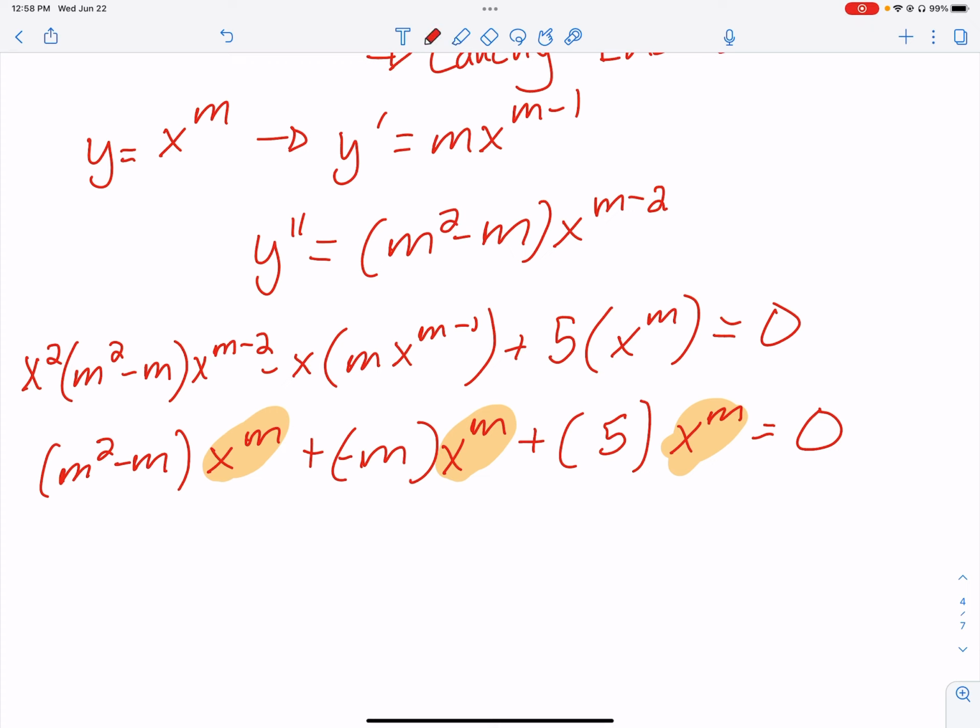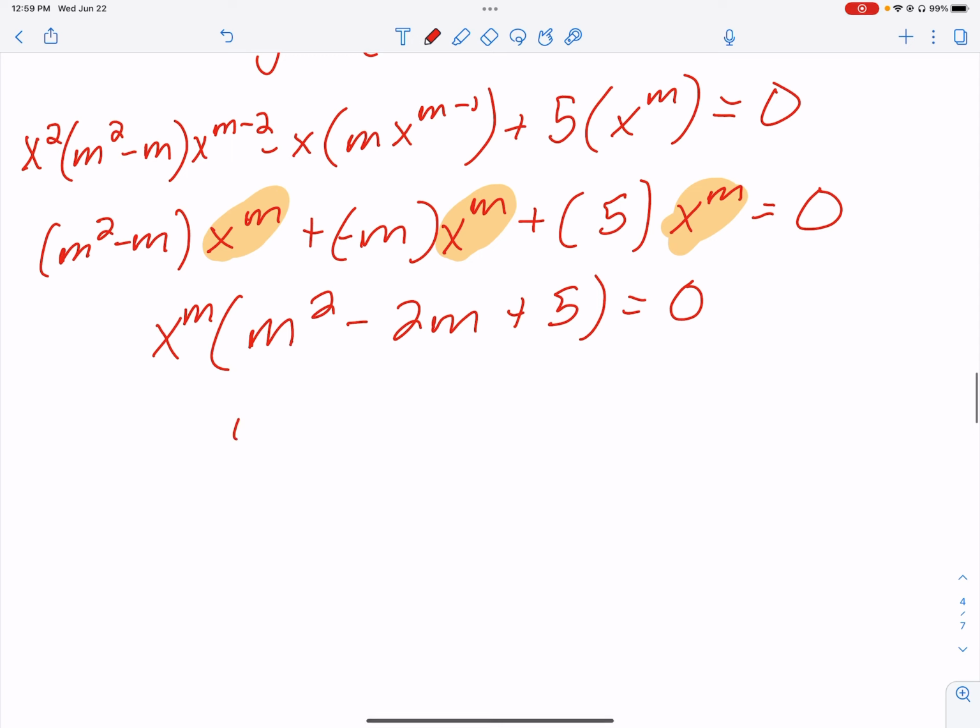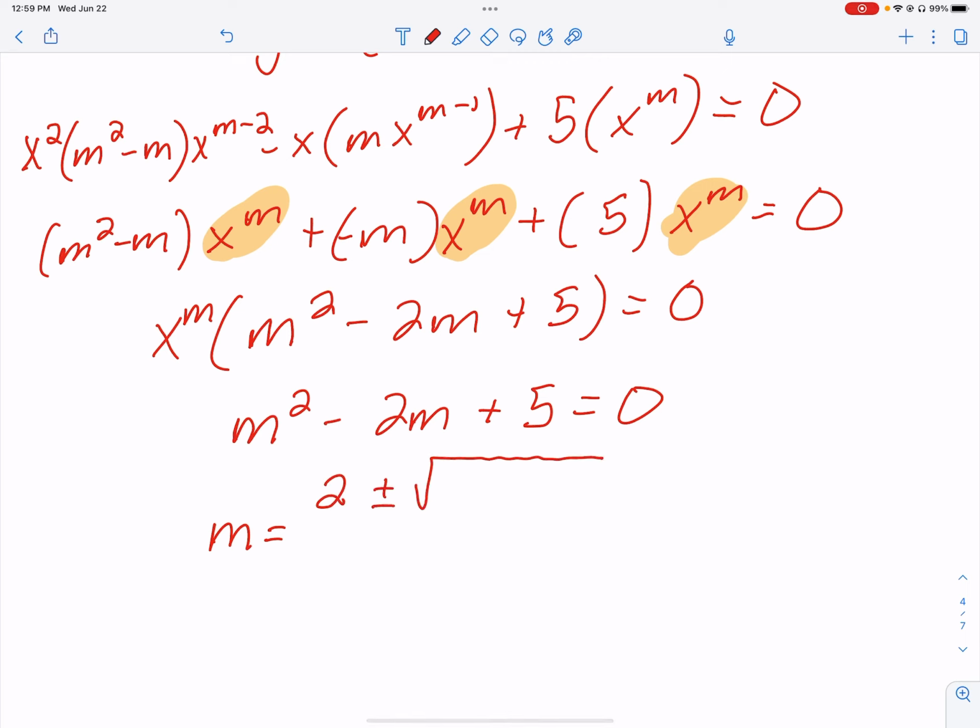Unfortunately, there just is. All right, x to the m factors out. We get m squared minus 2m, I added my m's together, plus 5, right? x to the m is my trivial solution, so I only need to focus on m squared minus 2m plus 5. Right, this is a quadratic. It does not factor, so I am going to use the quadratic formula, which is negative b, so it's plus 2, plus or minus the square root of, okay, it's b squared, that's going to be a 4 minus 4 times 1 times 5, all over 2a, in this case, that's just 2 times 1.